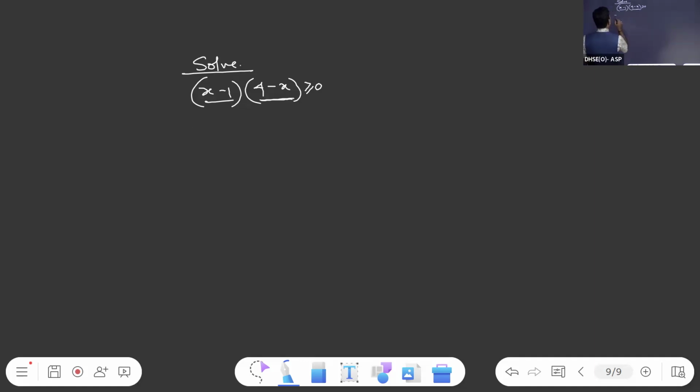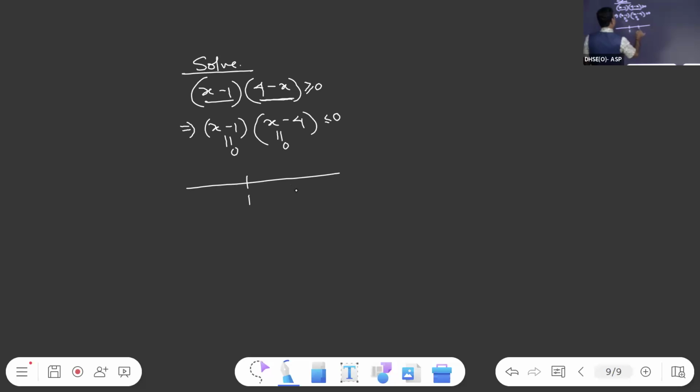So the next step will be x minus 1 into x minus 4. Sorry, x minus 4. It will be less or equal to 0. Okay. Now equate this one with 0, this one with 0. The critical points are 1 and 4. 1 and 4, plus minus plus.